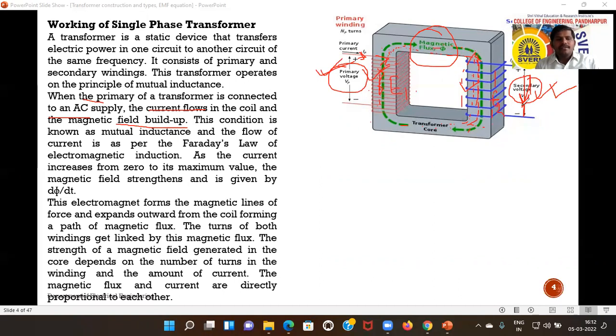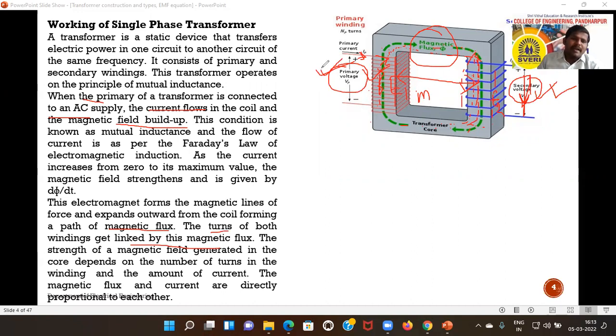Now this electromagnet will form the magnetic lines of force, and they will expand outward from the coil, forming the path of magnetic flux, and the turns of both windings get linked by the magnetic circuit. The number of turns of both windings will be linked with each other, but magnetically, not electrically. All of you keep in mind, these two coils are not electrically connected.